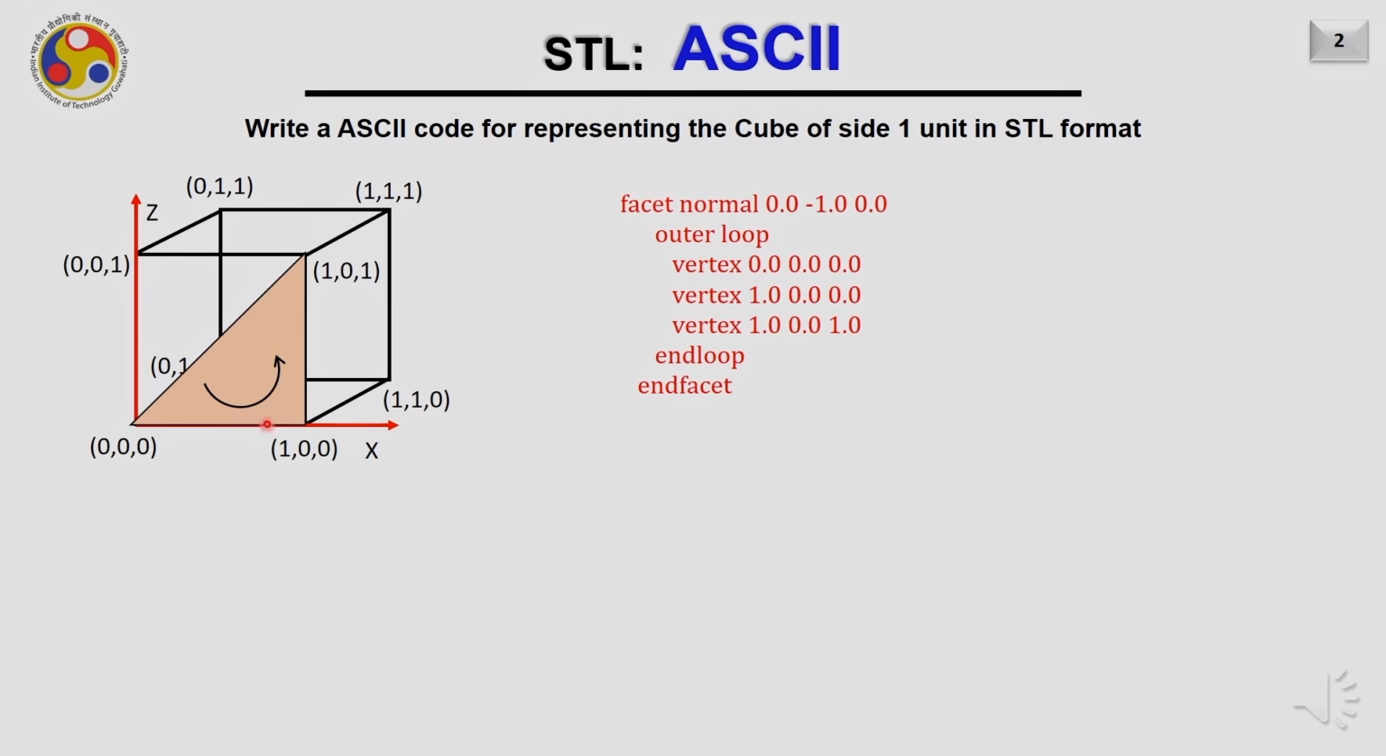This is going to be the first triangle. Let us write the code for representing this triangle in the ASCII format. First, we shall write the facet normal. The facet normal of this triangle is going to be in this direction, that is nothing but minus y direction. Hence, the facet normal is written as 0.0, minus 1.0 and 0.0. That means this particular term is representing that the facet normal is in the minus y direction.